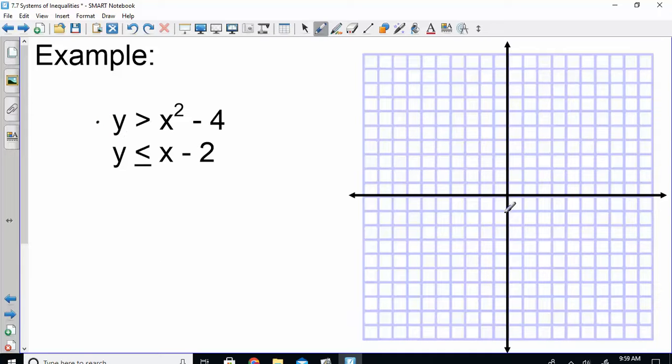If I put in a 0 for my x, we get out 0 squared minus 4, which is negative 4. If you put in a 1, 1 squared minus 4 is negative 3. Put in a 2, 2 squared is 4, minus 4 is 0. You get the same thing when you put in the negatives. If you want to put in a 3, 3 squared is 9, minus 4 is 5. Just enough to get the graph. Solid or dashed? Dashed.